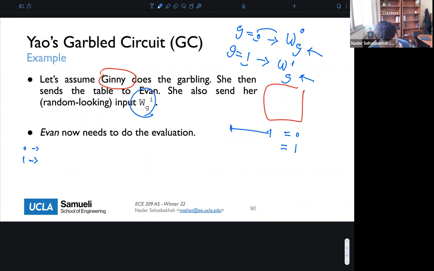All right. So at this point, Eve now needs to do the evaluation part. So Eve becomes the evaluator, right? What Eve has is a table which basically has 4 numbers. Eve has no idea which one is for which output. It's just 4 random-looking strings, right? Another thing that Eve will see is a random input that's supposed to be WGi, so it's either 0 or 1. Again, Eve has no idea whether this is 0 or 1.